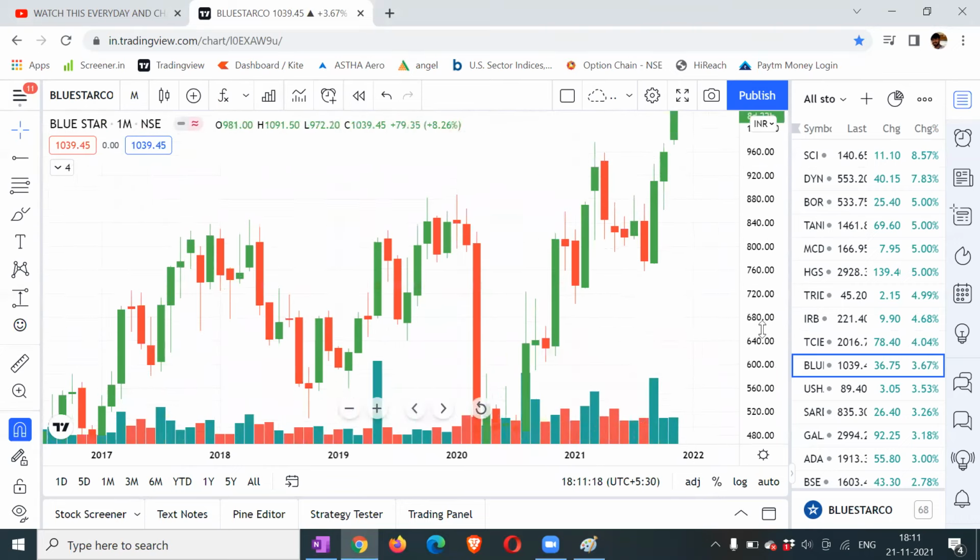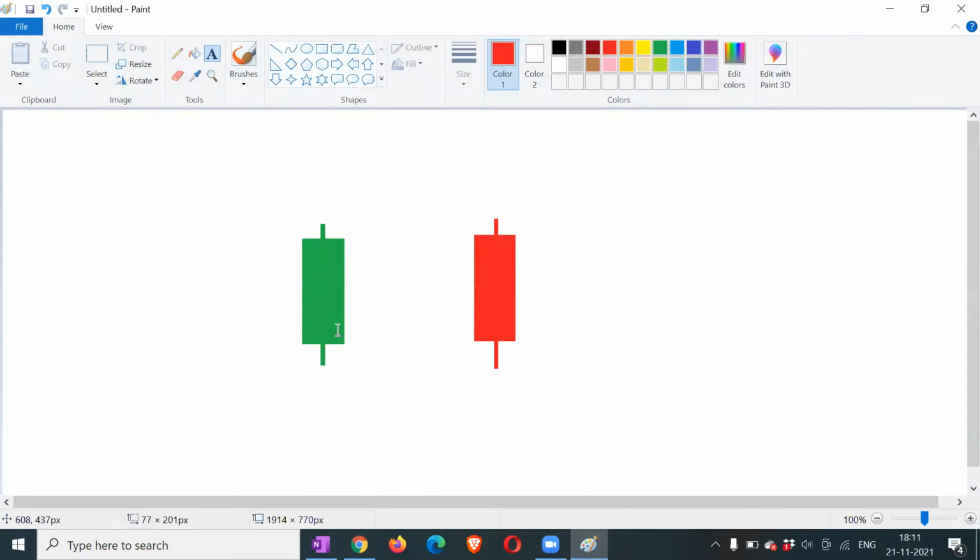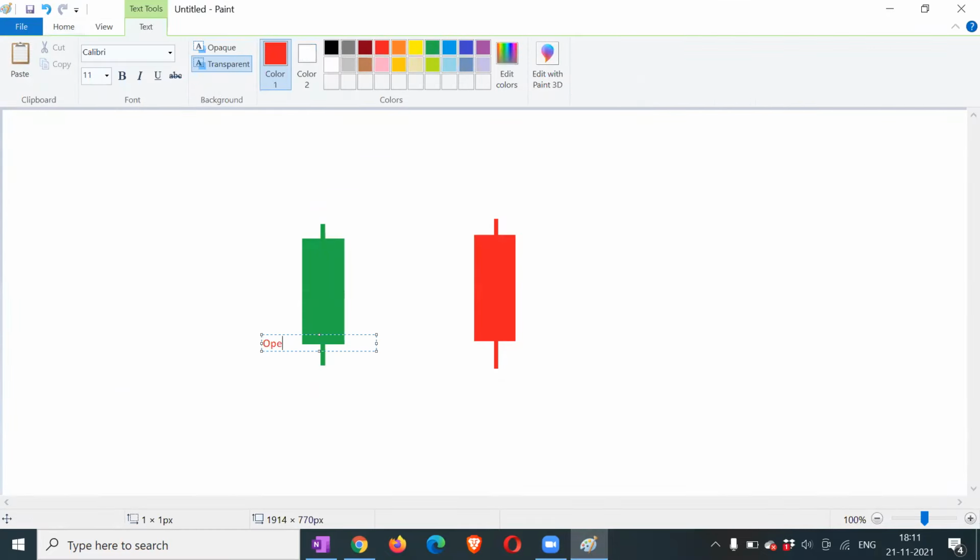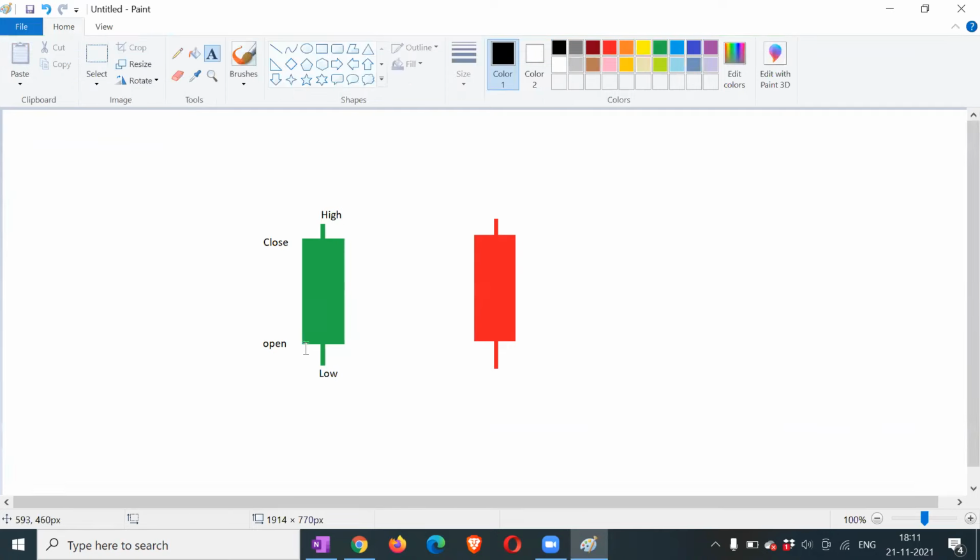So going back, when a price opens at a lower point, closes at a higher point, but made a low and made a high, then a candle is formed in green color. It opened here, it went down, it went up, then it finally closed here. That's how a green candle is formed. Then how is a red candle formed?